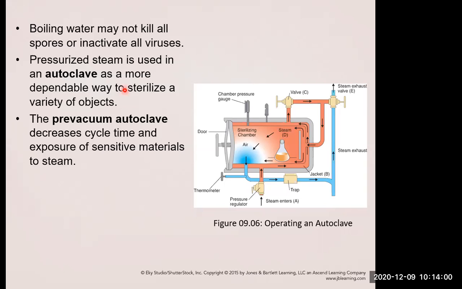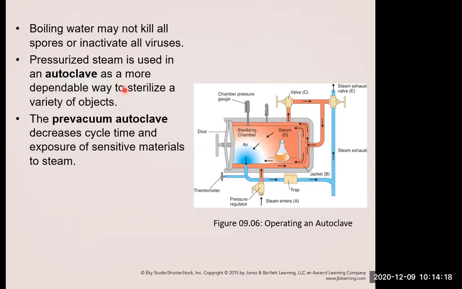And you would use this if you had something that was sensitive to heat. This is going to happen faster. We can autoclave in about 4 minutes with the pre-vacuum autoclave. We need about a 15-minute cycle for the regular steam autoclave.